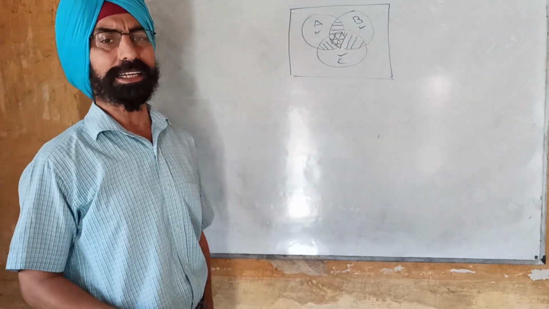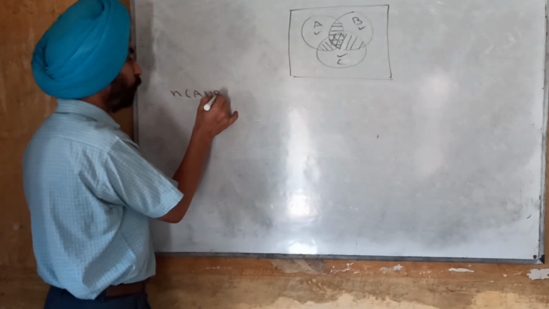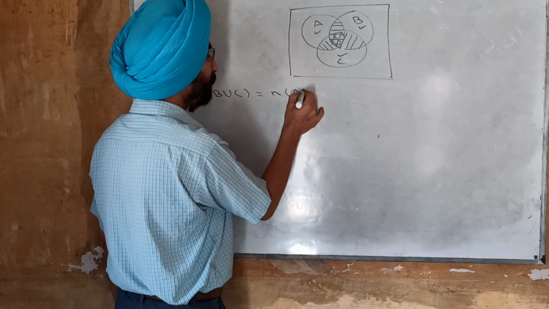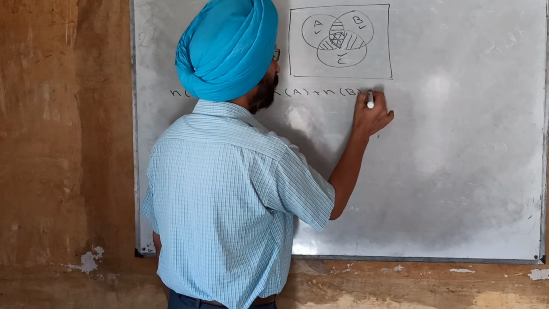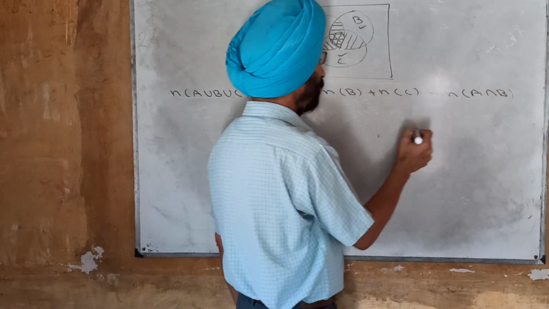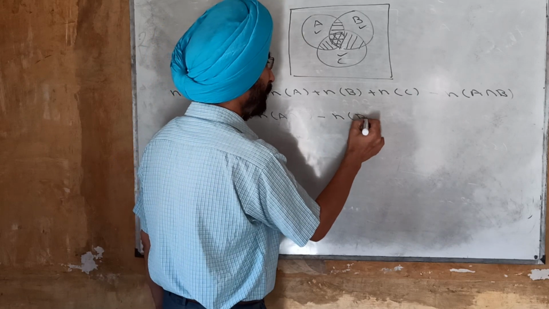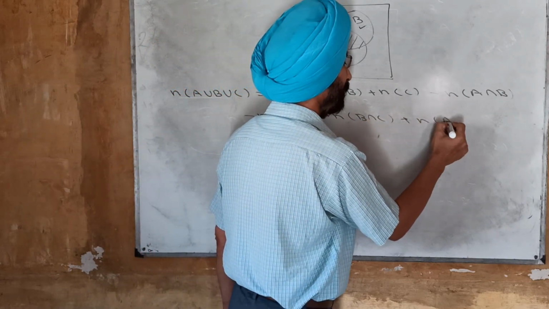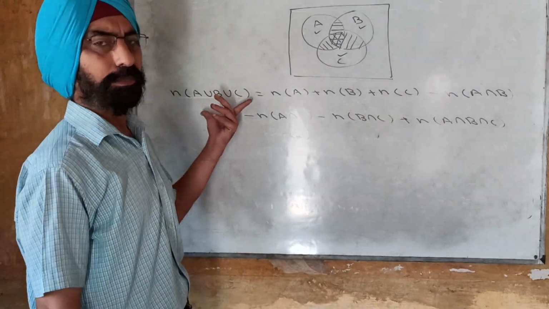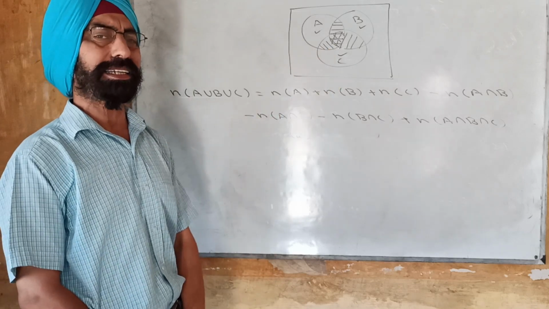So the formula will be a little bit complicated now. Number of elements of A union B union C will be equal to number of elements in A plus number of elements in B plus number of elements in C minus number of elements in A intersection B minus number of elements in A intersection C minus number of elements in B intersection C plus number of elements in A intersection B intersection C. This will be the formula for counting the number of elements in A union B union C when there are three sets A, B, C intersecting each other.